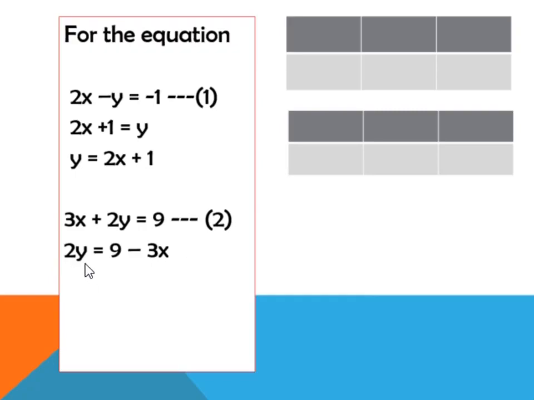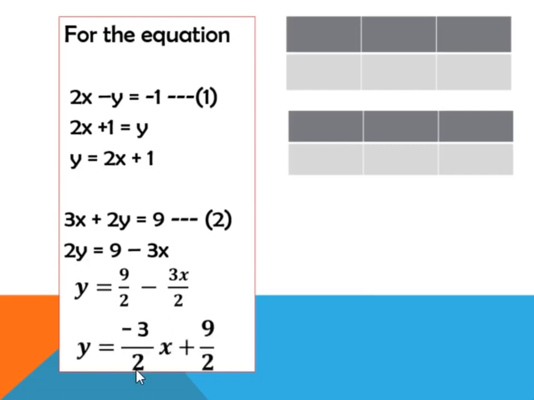This will now become 2y divided by 2 is equal to y. And then 9 divided by 2 minus 3x over 2. And then, this can also be rewritten as y is equal to negative 3 over 2x plus 9 over 2. Ang susunod naman natin gagawin ay gumawa tayo ng table of values for equation 1 at equation 2.